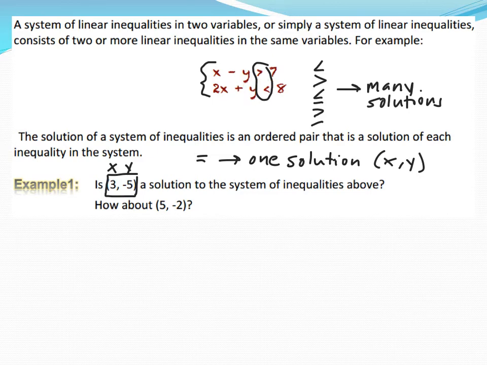So if I plug these in, that's going to say 3 minus negative 5, is that greater than 7? Okay, so if you apply my rules of negatives, that's going to give me 8 is greater than 7. Does that work out? Yes, it does.